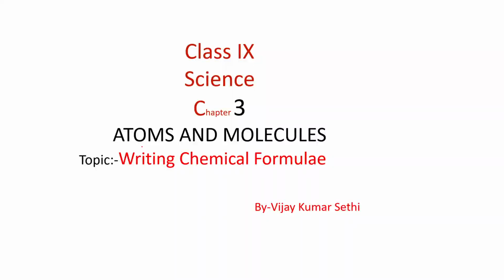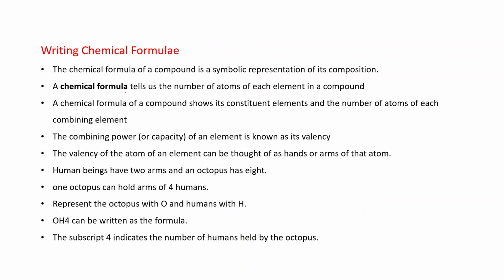Hello students, in class 9 science chapter 3, atoms and molecules. In the previous video we discussed cations, anions, symbols of elements, formulae of cations and anions and their valencies. In this video we will discuss writing chemical formulae, that is, how we can write the chemical formula of a compound. First, what is a chemical formula?